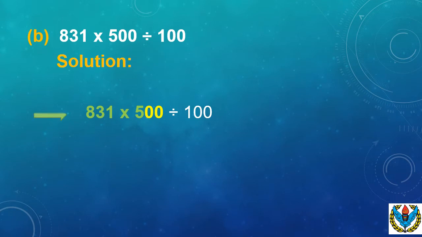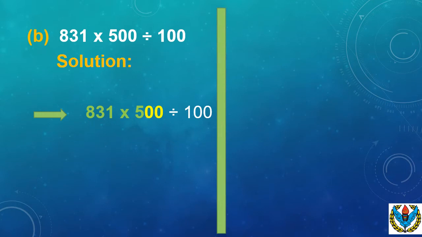And here on the left side is the multiplication operation. So we have to multiply 831 by 500. As we can see, this multiplication will be a little bit longer. So we have a short way to multiply them.